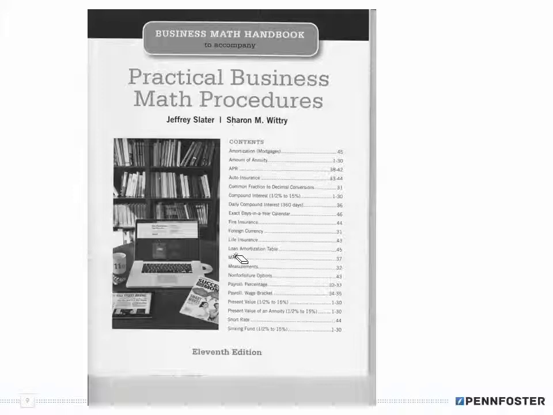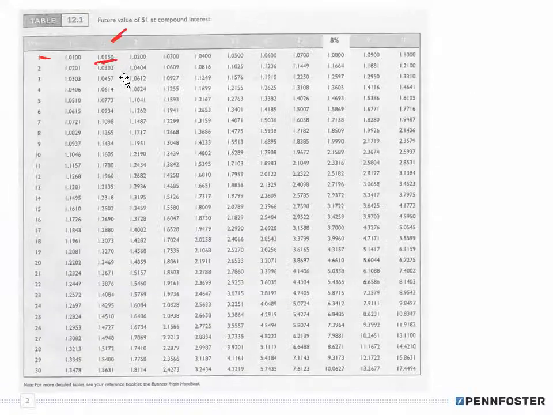I've been bouncing back and forth between the tables in the book because they are in the book, and those are the ones I use most often. If I have to use the Business Math Handbook, it's not worth it for me. It takes too much time to be creating a slide for it. I'm just going to end up pulling the factor from it.